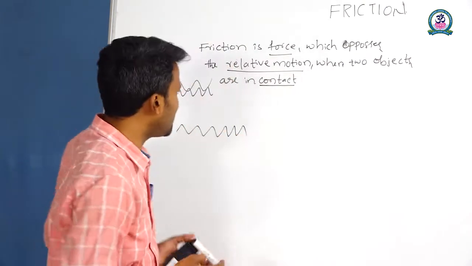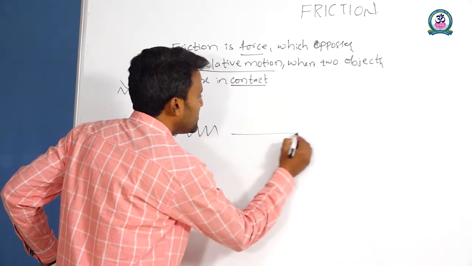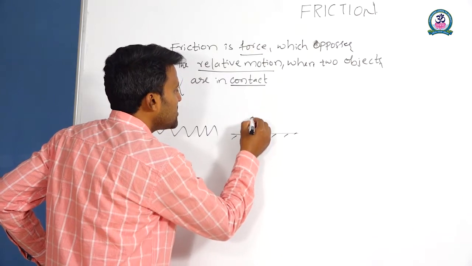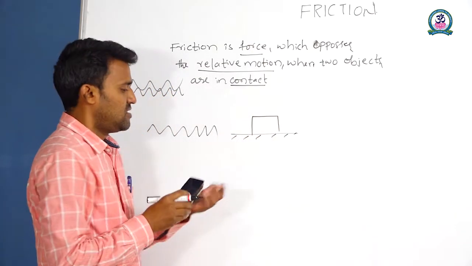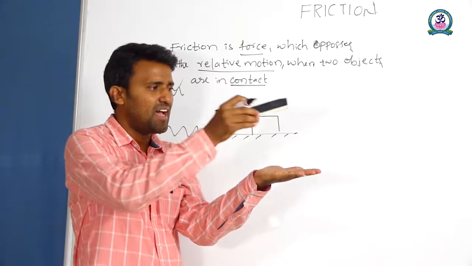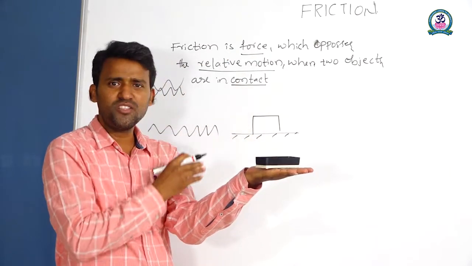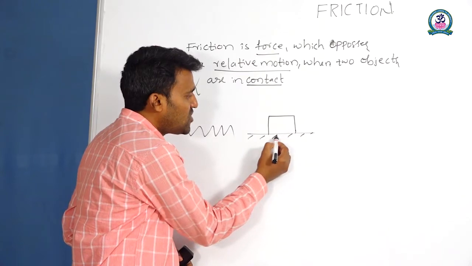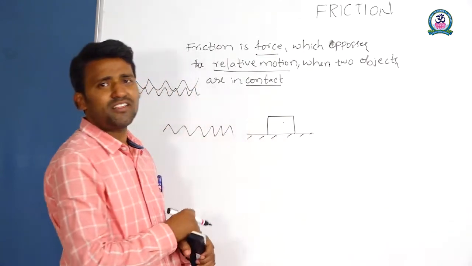For your understanding, I will draw the diagram here. This is a horizontal surface and this is a block. The block is placed on the horizontal surface. At that time, the ground and the block are both in contact.